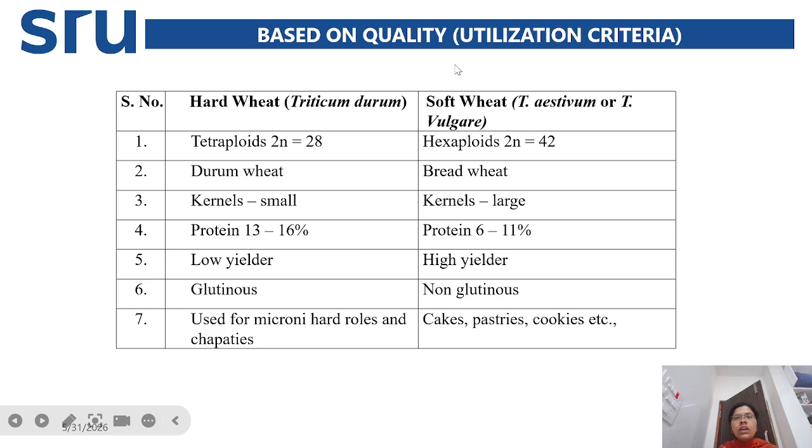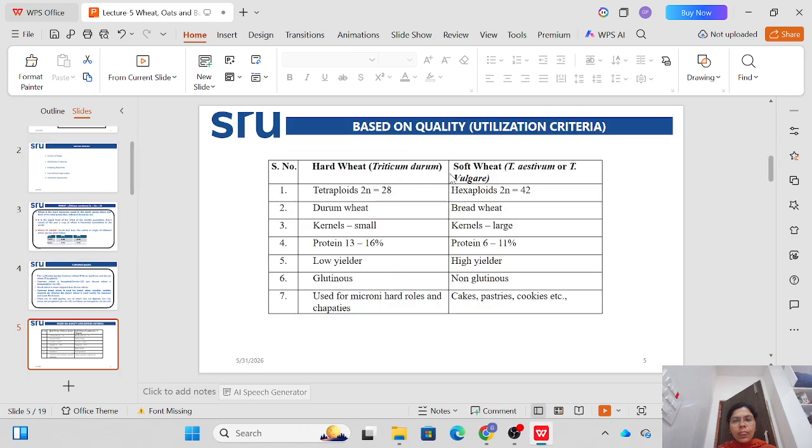So this is based on the quality. They are divided into two types, that is hard wheat and soft wheat. Hard wheat is the Triticum durum, and soft wheat is the Triticum aestivum or Triticum vulgare. Here the Triticum durum is a tetraploid, and the soft wheat is a hexaploid. The tetraploids are having the chromosome number 28, and hexaploids are having the chromosome number 42. This is known as the durum wheat, and this is known as the bread wheat.